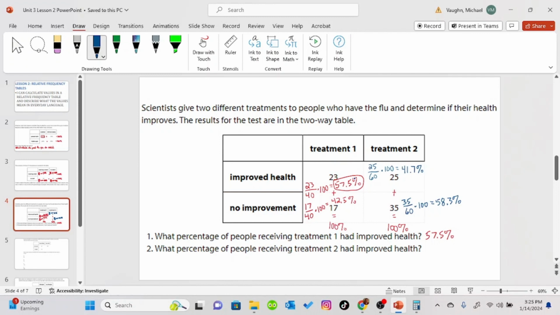And we want to know what percentage of people receiving treatment 2 had improved health. That would be right here at 41.7%. So if we were to look at these and try to make an interpretation, it appears that treatment 1 had better results because a larger percentage of people taking treatment 1 had improved health.